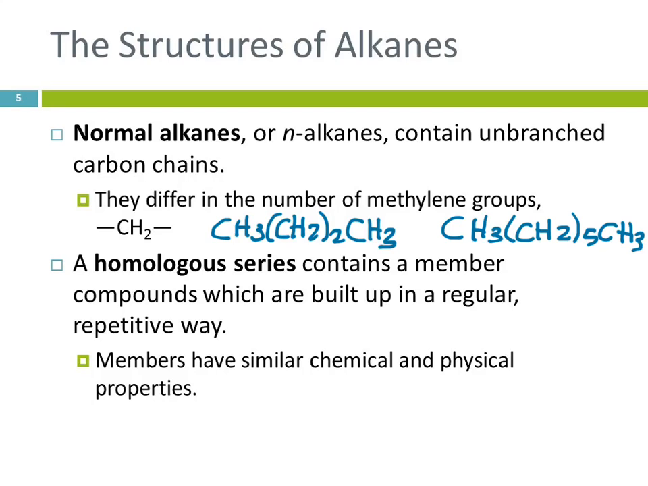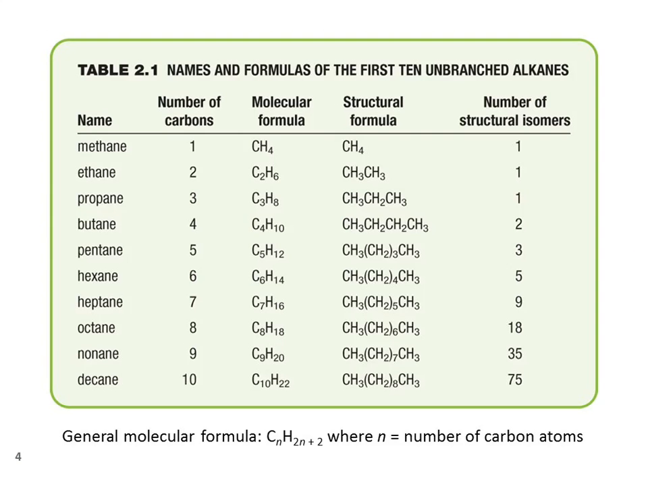We sometimes use the term homologous, a homologous series. So the compounds in a homologous series are built up in a regular repeating way. Let's go back to that table. If we look at this table, this is a homologous series. Because what we're doing here is adding a carbon and adding 2 hydrogens. And it just increases as we go down. It's being added to in a normal, regular repeating way.